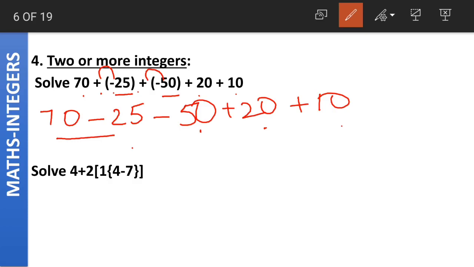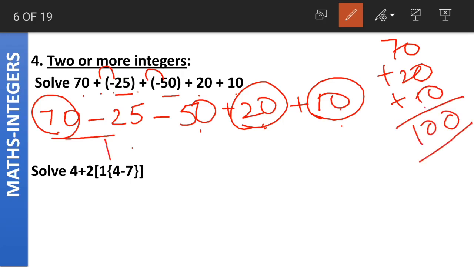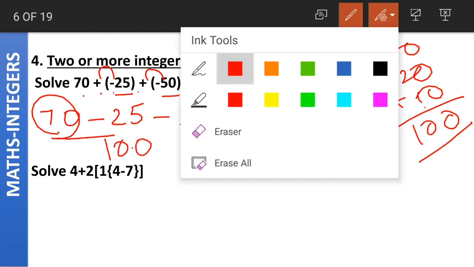So what we should do is take out the positive numbers and add them up. 70 plus 20 plus 10. What will the answer be of 70 plus 20 plus 10? 7 plus 2 is 9, plus 1 is 10, so 100. The sum of positive integers is 100.